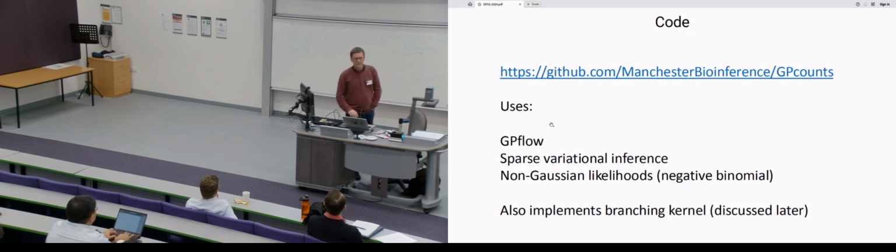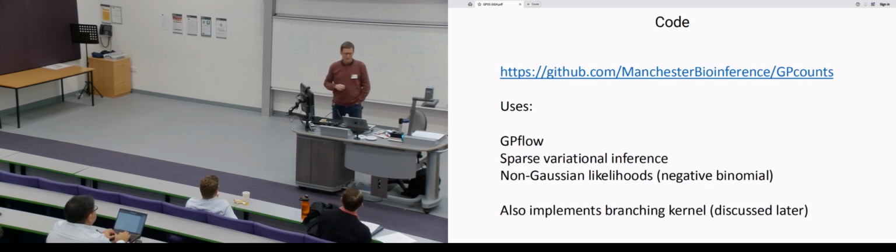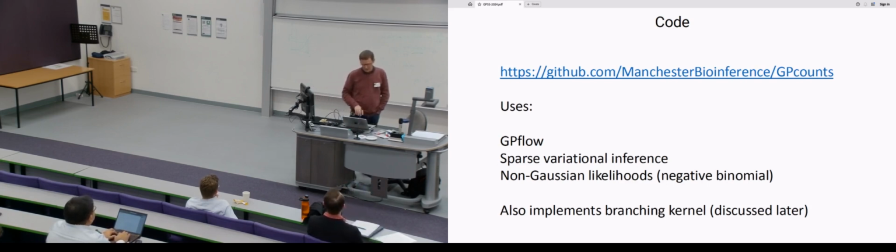And actually, where's T gone? T was the one who helped implement the negative binomial likelihood in this model, which works very nicely. And we've also implemented a branching kernel that I'm going to talk about later in this GP counts package.